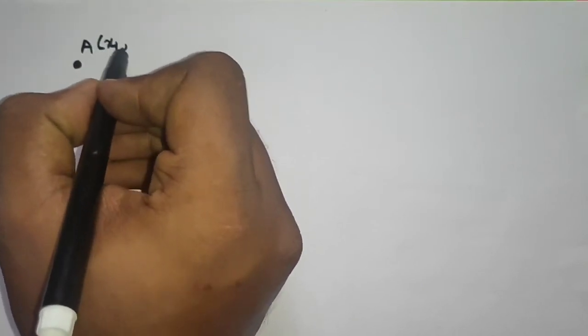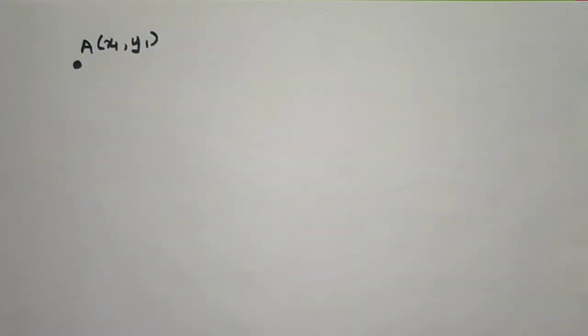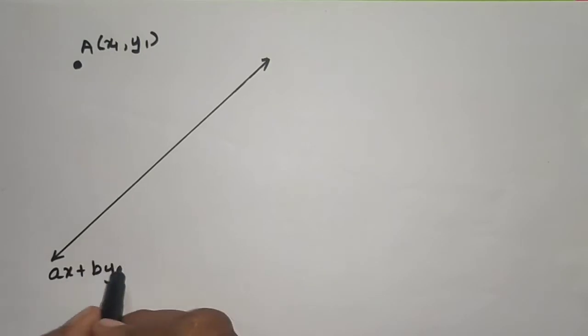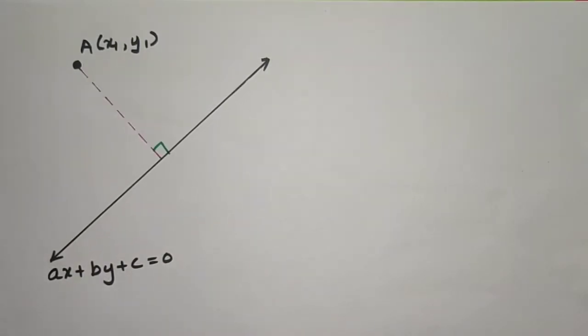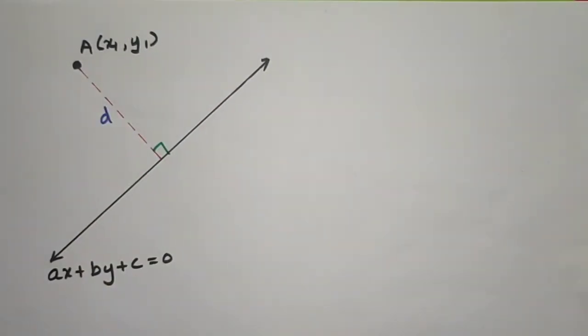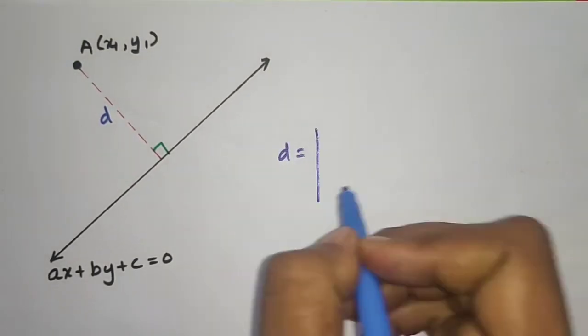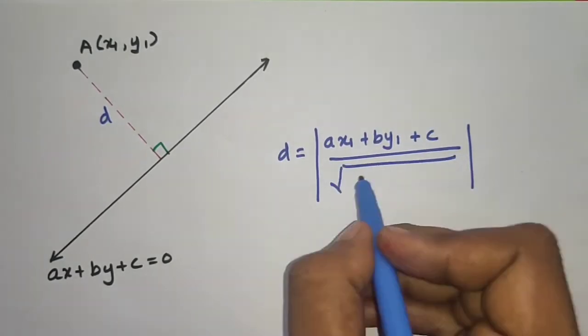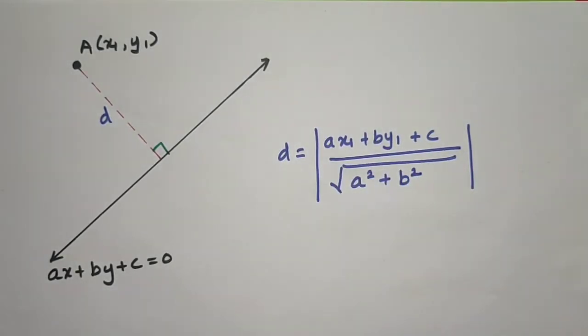So let (x1, y1) be a point A and let there be a line whose equation is ax plus by plus c equal to 0. Now let d be the distance of the point A(x1, y1) from the line. Now remember students, distances are always perpendicular. Then we can find the distance d by the formula d equal to mod of (ax1 plus by1 plus c) upon root of a square plus b square.